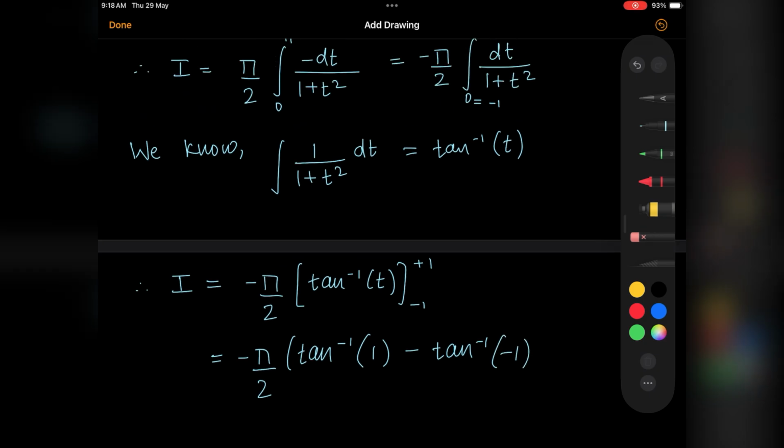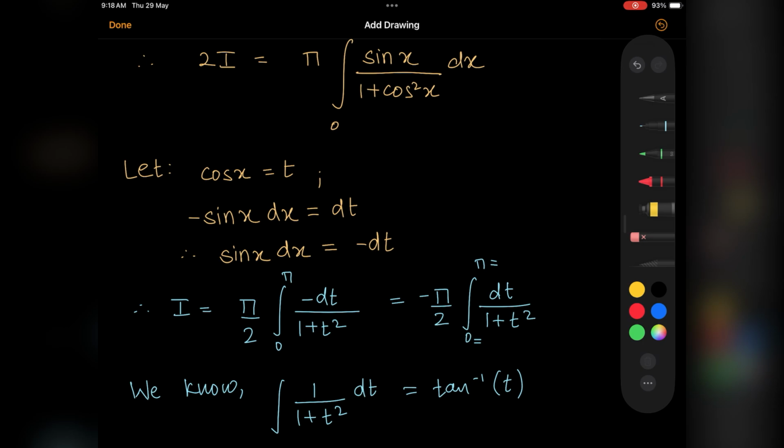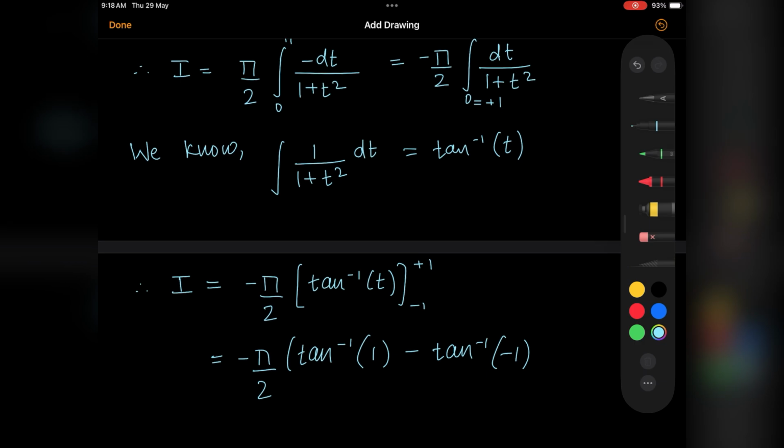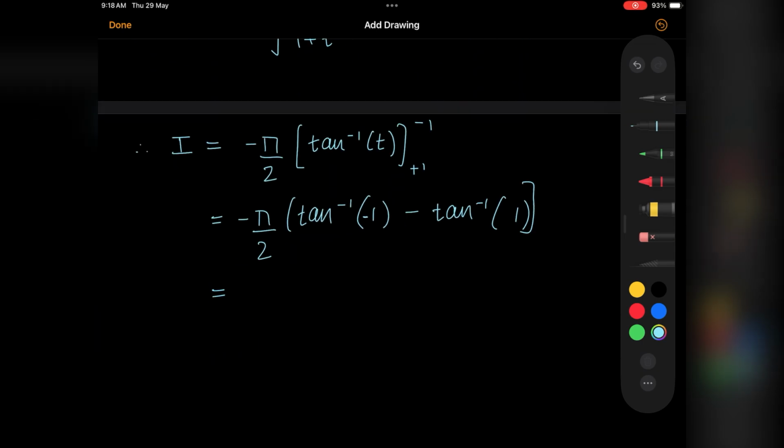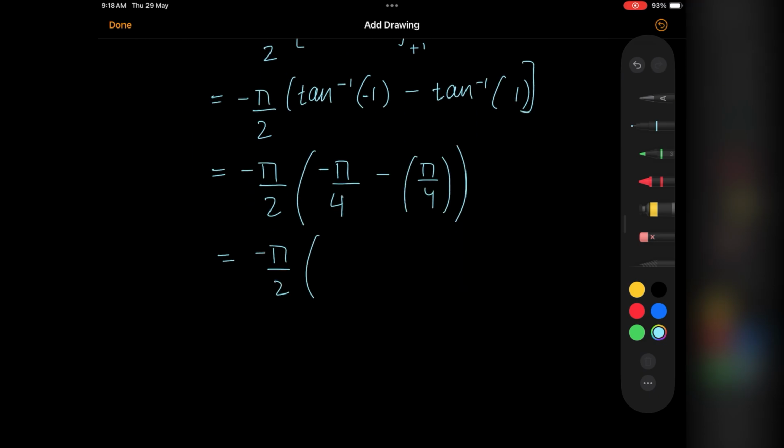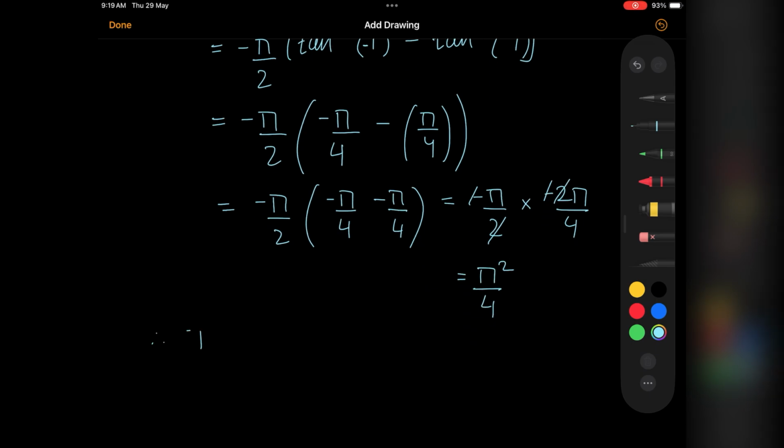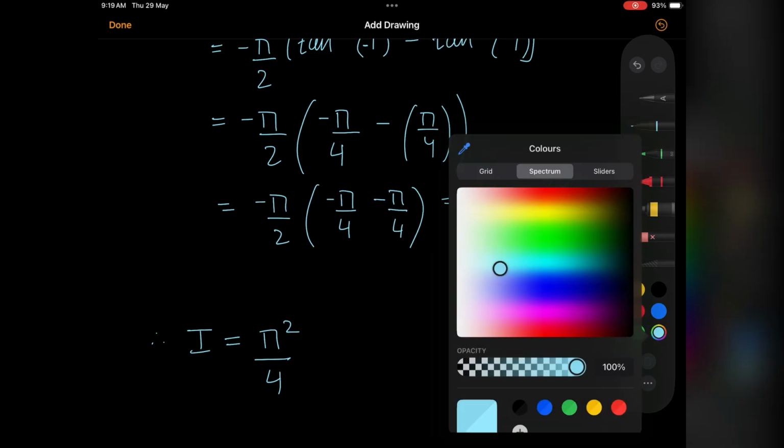And now we'll just expand it like f(b) minus f(a), and then it will be tan inverse of minus 1 minus tan inverse of 1. We know that the value of tan inverse of minus 1 is minus pi by 4 and tan inverse of 1 is pi by 4. So we can just simplify this, and this will be 2 pi by 4, and the final answer will be pi square by 4.